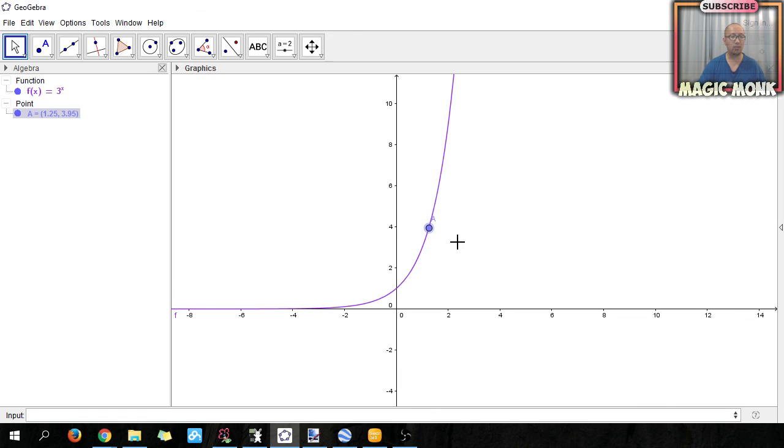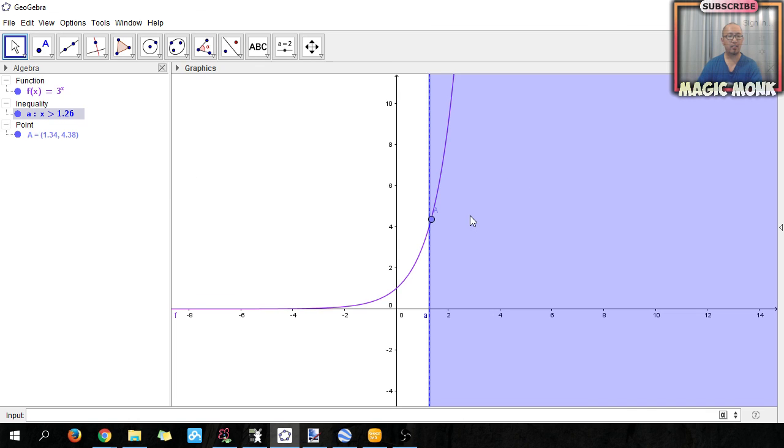So whenever x is bigger than 1.262, so if I go x is bigger than 1.262, in this region, the y value will be bigger than 4, on this purple line. So when x is bigger than 1.262, y is bigger than 4 on this equation.